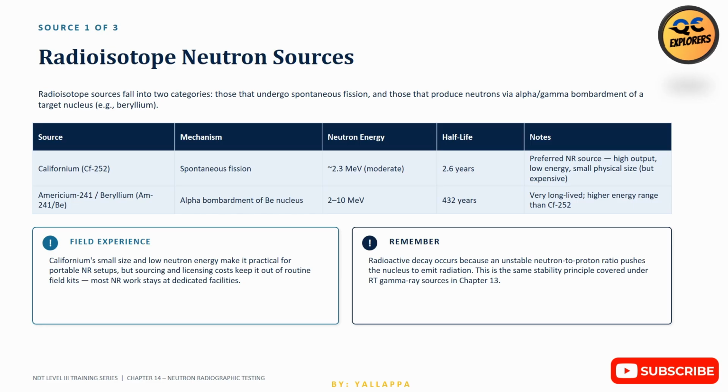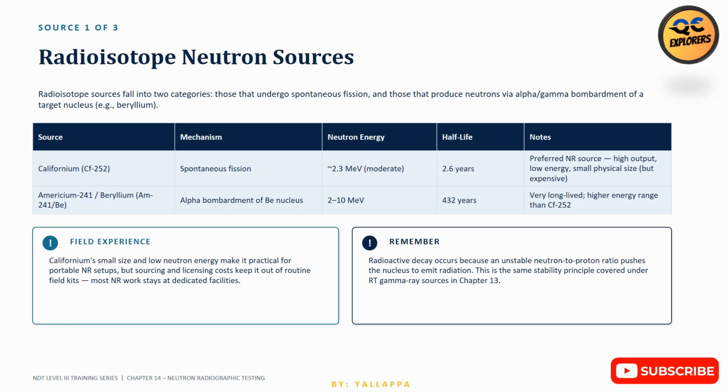One major advantage of AM-241/Be is its exceptionally long half-life, approximately 432 years. That means the source remains usable for decades. However, because of its higher neutron energy, it is not always the preferred choice for high-resolution neutron radiography. From a practical standpoint, you'll rarely encounter these sources in routine field inspections. Most neutron radiography today is performed in dedicated laboratories because of the cost, licensing requirements, radiation protection measures, and specialized equipment involved.